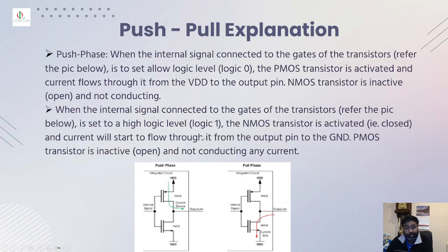When the internal signal connected to the gates of the transistors is set to a high logic level 1, the NMOS gets activated and the current will start to flow through it from the output pin to the ground, and PMOS will be inactive and open. No conduction happens in PMOS. If you send 0, then PMOS is active. So that's the logic. Logic 0, PMOS active, NMOS inactive. Logic 1, PMOS inactive, NMOS active. That's push-pull, either or.